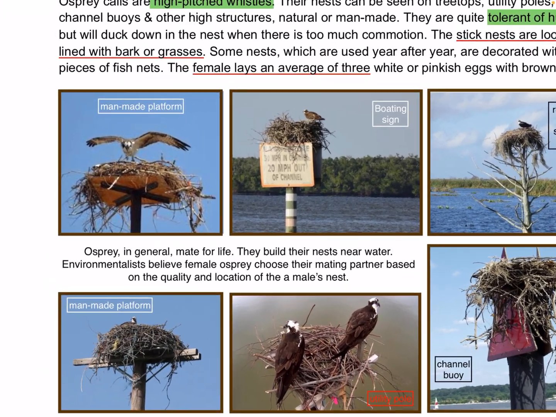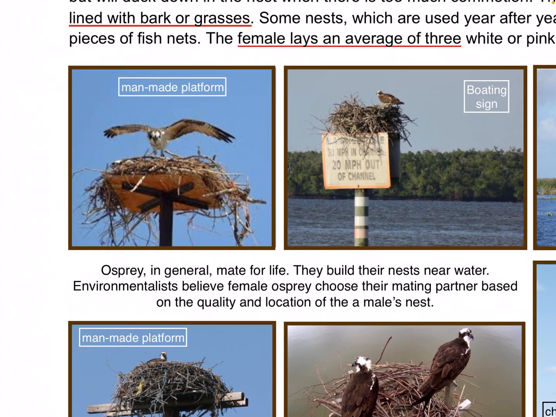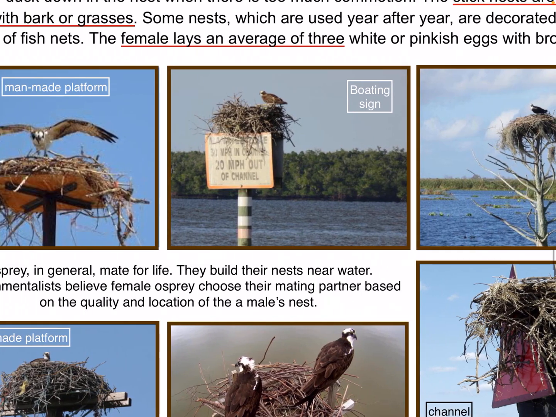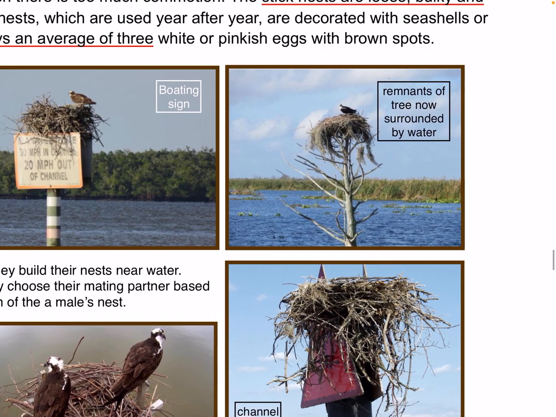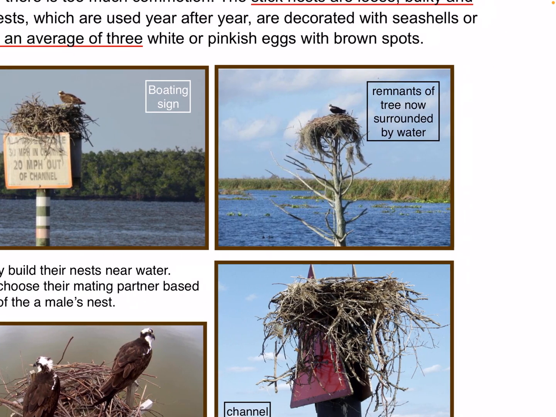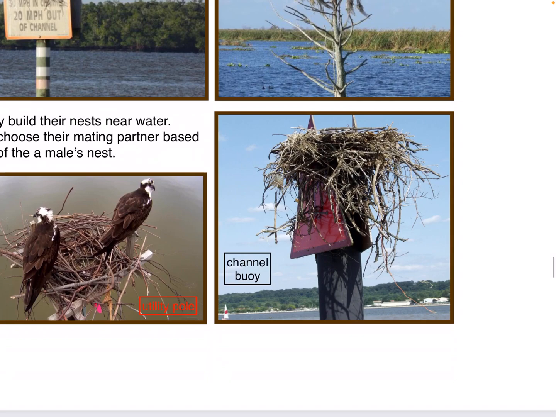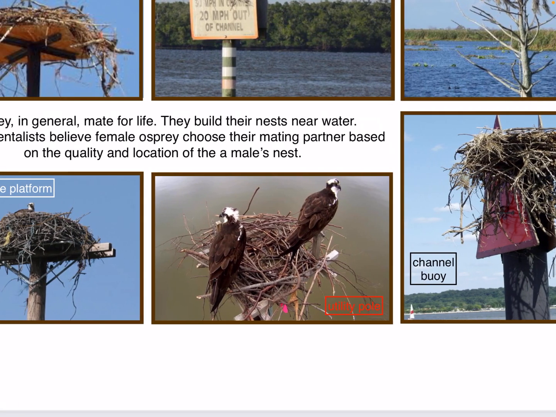All right, let's zoom in a little bit closer. There's that man-made platform in the first picture. You can see a nest on top of a boat sign in the second picture. And look at that, the remnants of a tree that is now surrounded by water, but that's okay. The osprey says, I can build a beautiful nest right there. I'm right in the water. And there, it could be a boat sign or a channel buoy. I'm not sure which, but a great place for an osprey to build a nest.